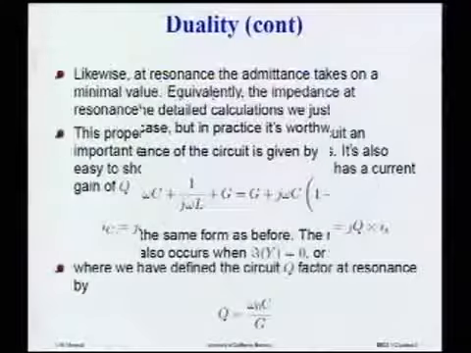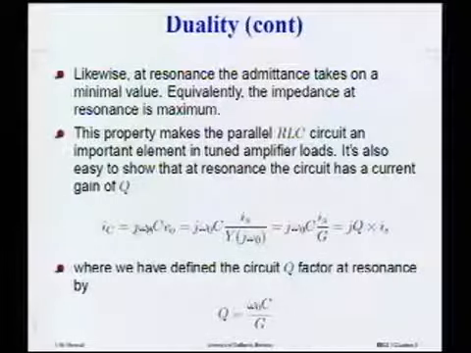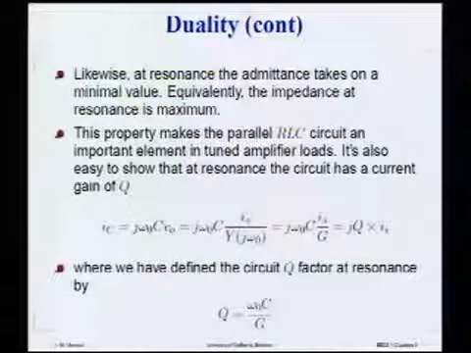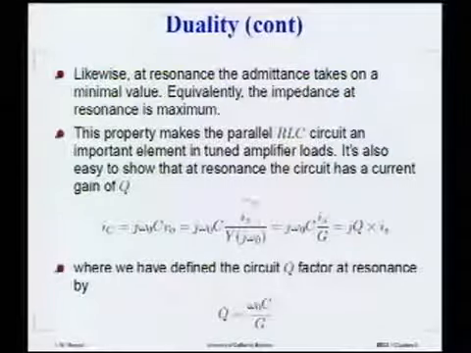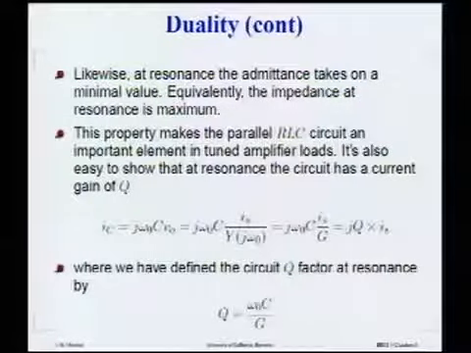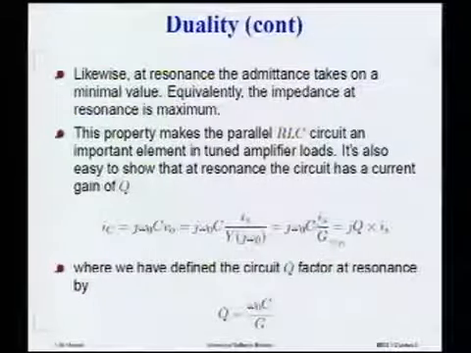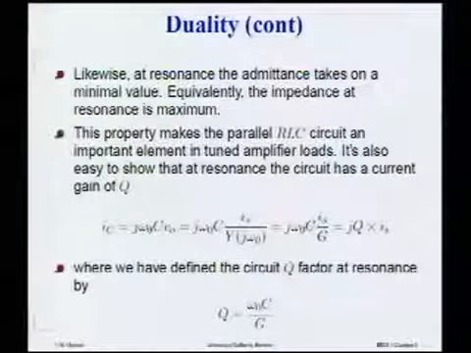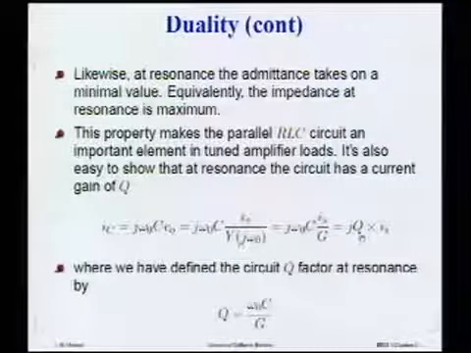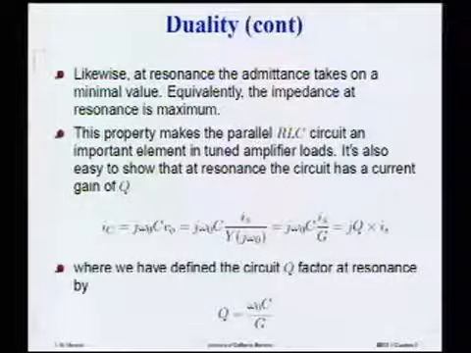Now you can show that this is true with a very simple calculation. The current in the capacitor is simply j omega naught C times V naught, because every element has the same voltage across it, and V naught is just the current source IS divided by Y, the total admittance of the circuit. And at resonance, the admittance of the circuit is just G, or the conductance. Remember, the imaginary part is zero. And so now I can define quality factor as omega naught C over G. And so I've shown that the current in the capacitor is equal to jQ times IS. Questions or comments?